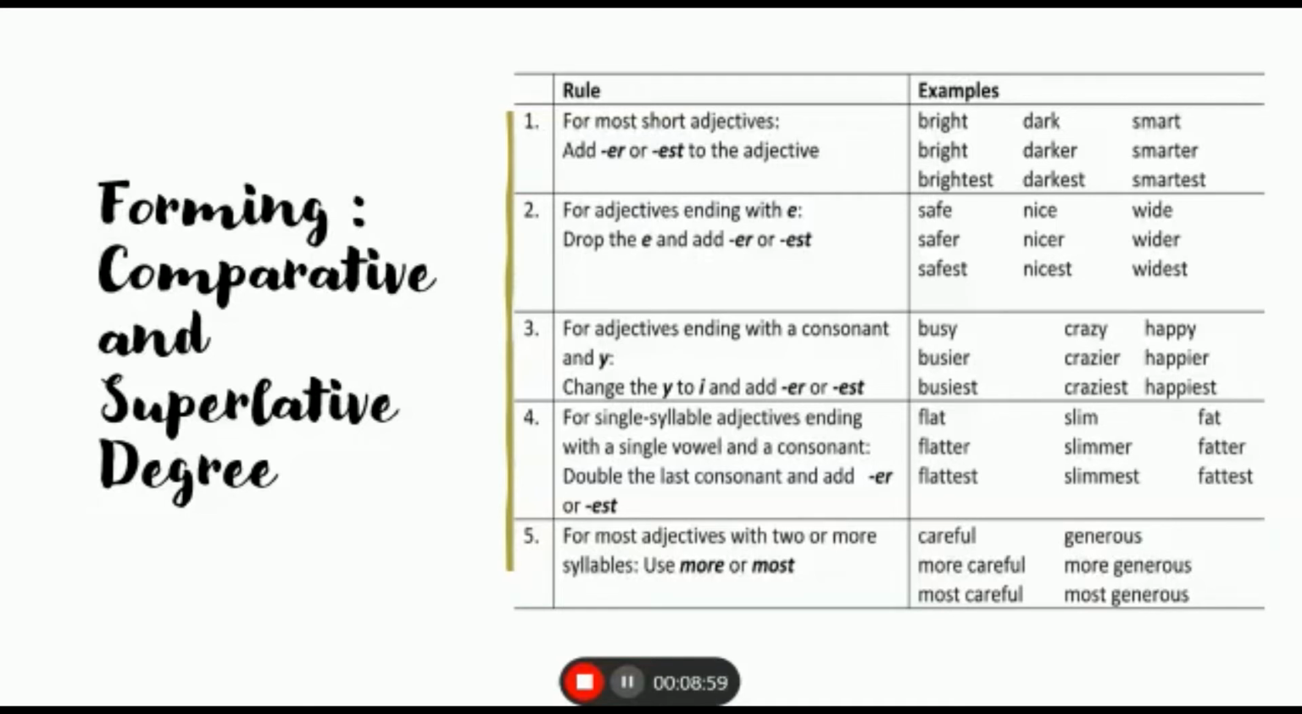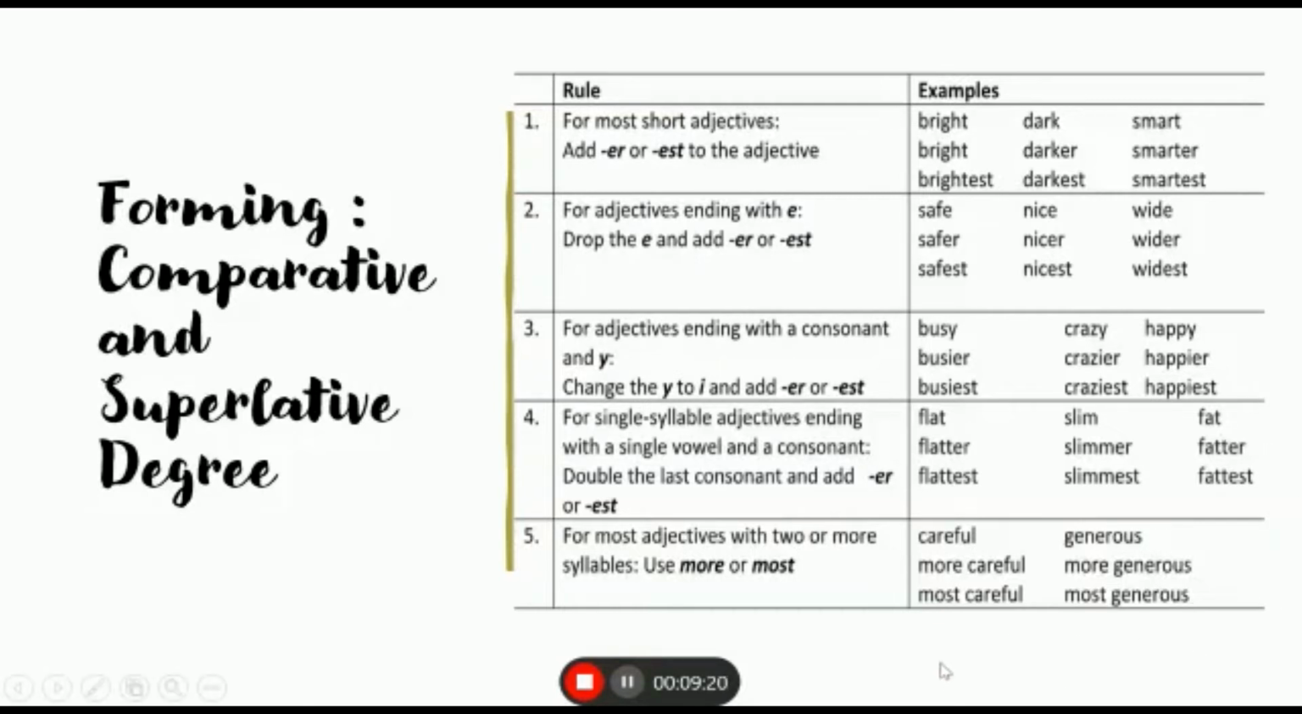And in some of the adjectives, you are unable to use er and est. You have to use more and most. It happens with those cases wherein the word is a double syllable word. So careful becomes more careful and most careful, generous becomes more generous and most generous.